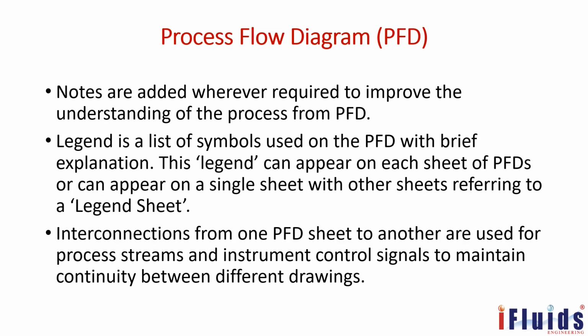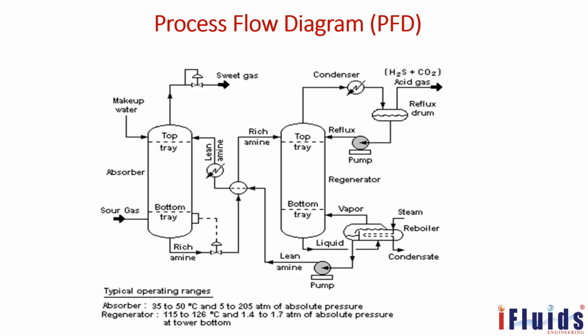Similarly, for instrument signals also, maybe the flow meter will be in one PFD and the control valve may be in another PFD. So you have to show the signal flow from this PFD to another PFD. This is one small example of a process flow diagram.